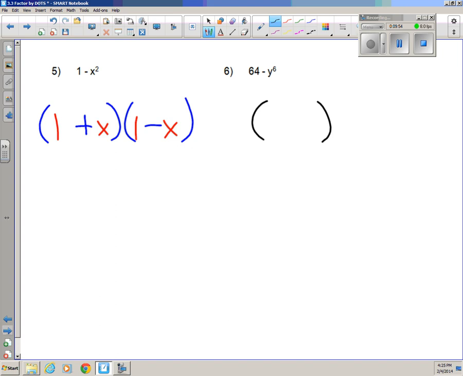Number 6, difference of two squares. Perfect squares on either end, and it's a minus. So the parentheses are 1 minus, 1 plus. 64, square root, 8 and 8. Y to the 6th power, square root, y cubed, y cubed.